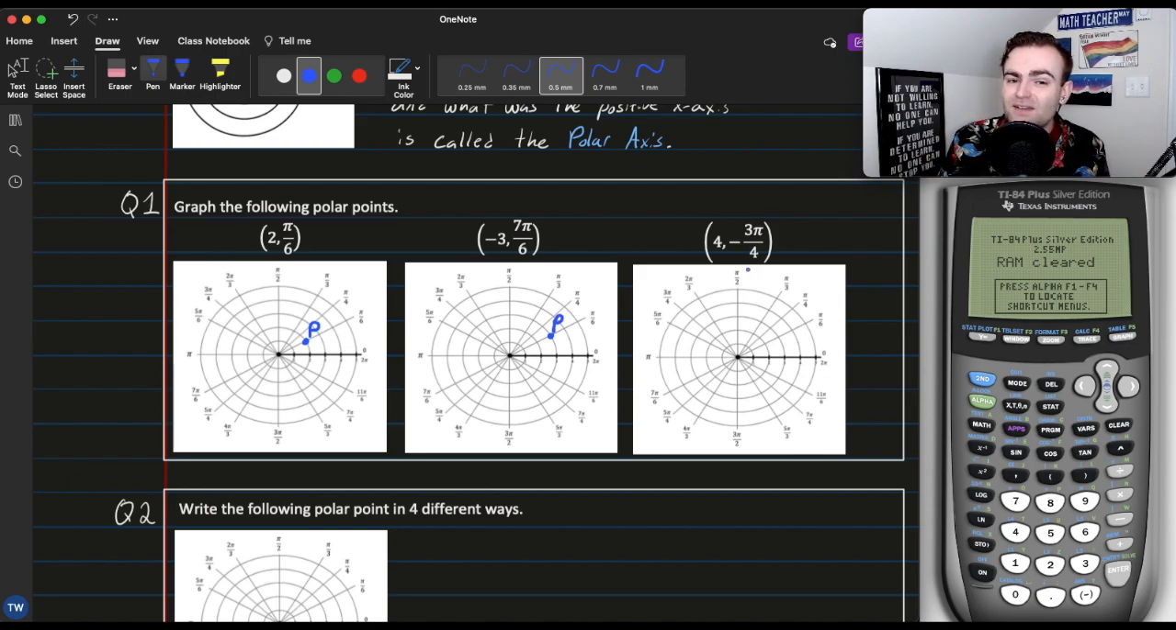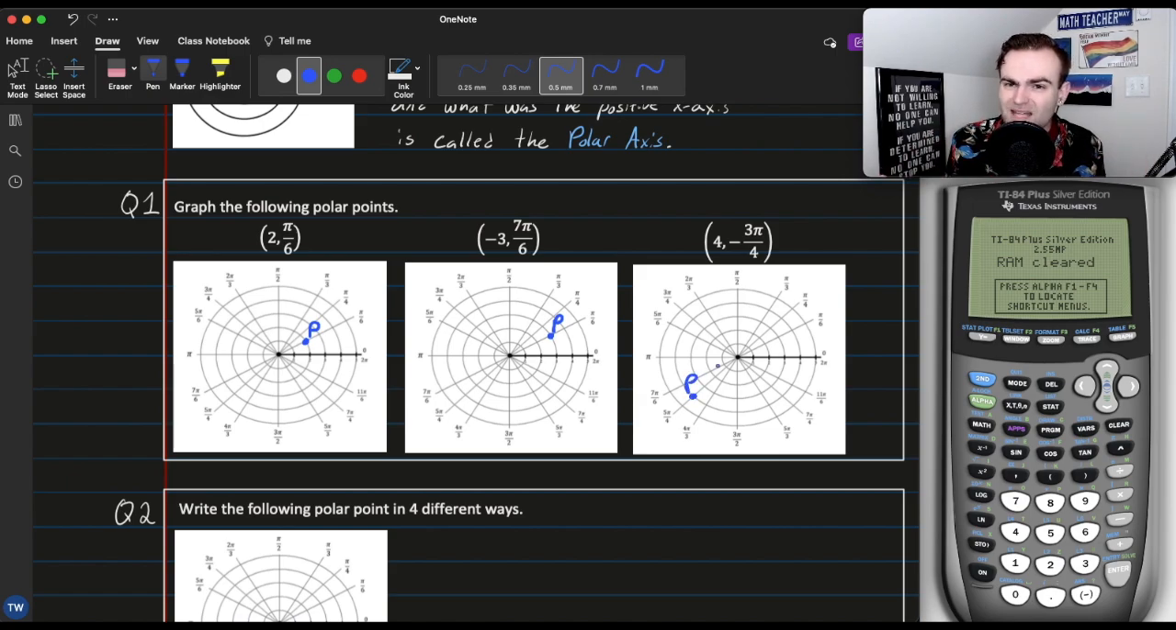Foreshadowing, if we have a negative angle, instead of going the positive way, which is counterclockwise from the polar axis, we're going to go clockwise. So instead of counter, we're going clockwise. 3 pi over 4, so that is right here. This would be this right here. And we want 1, 2, 3, 4. So this would be our point here.